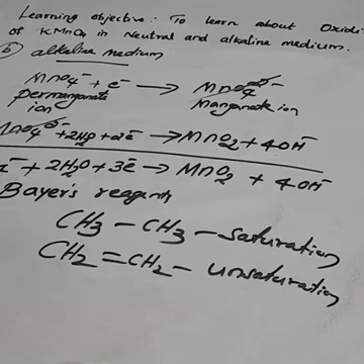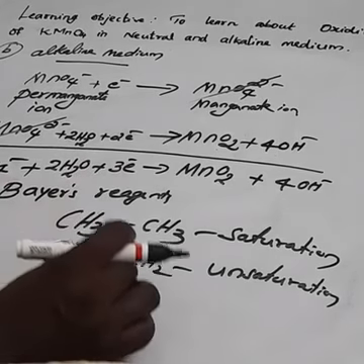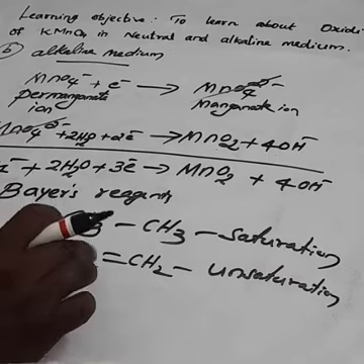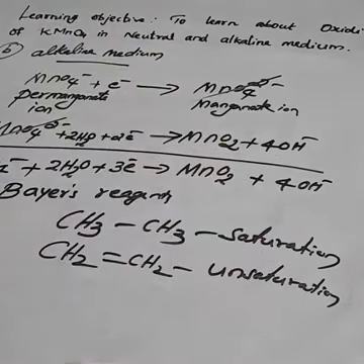Anyhow, what does Baeyer's reagent mean? Cold dilute alkaline KMnO4 is known as Baeyer's reagent. What's the use? It is used to oxidize alkene into diols, that is ethylene glycol. That is, ethylene can be converted into ethylene glycol, and this reaction is used as a test for unsaturation.